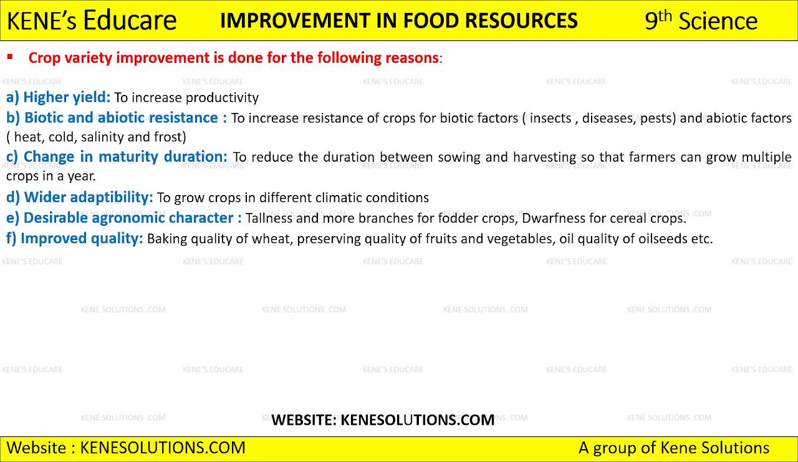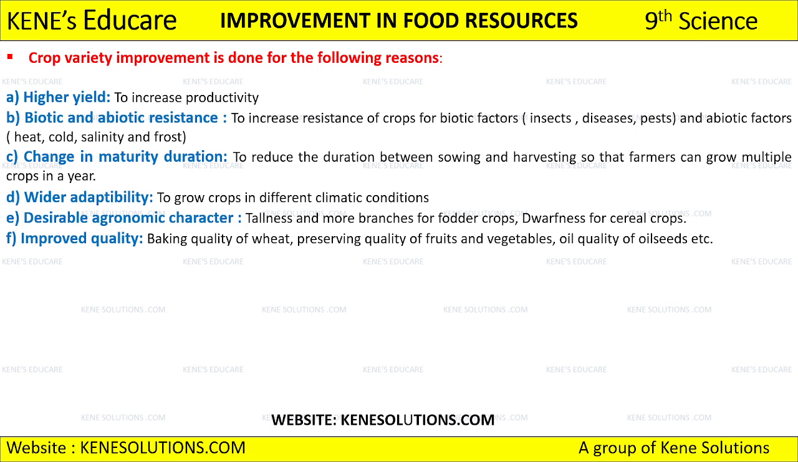Then the second thing that we have is biotic and abiotic resistance. So to increase the resistance of crops: biotic factors include insects, diseases and pests, and abiotic factors include heat, cold, salinity and frost. So we have to make sure that our crops are resistant to these biotic and abiotic factors.